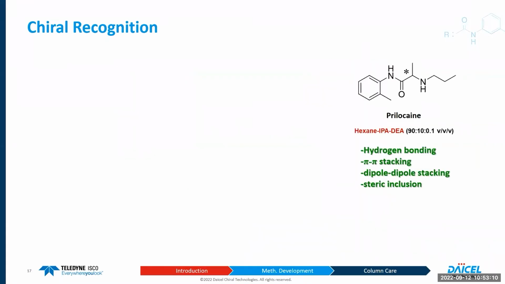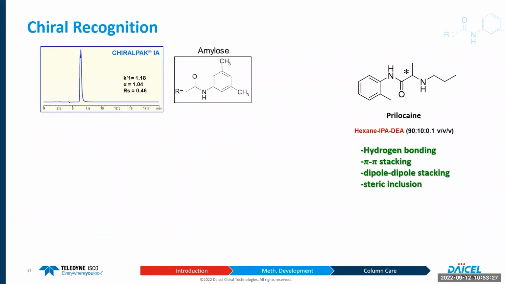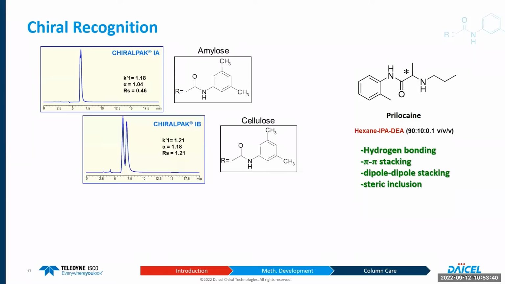As a practical example of that, here's the separation of prilocaine on normal phase, hexane IPA, and it's a basic molecule, so there's 0.1% DEA in here to help with peak shape. You've got a number of interactions that can take place between it and the chiral stationary phase. If you look at the separation on Chiralpak IA, which is that 3,5-dimethylphenyl carbamate, you see just barely a hint of separation. If you change the polymer from amylose to cellulose, which is IB or IBN, you see nearly baseline resolution of the same compound with the same mobile phase.